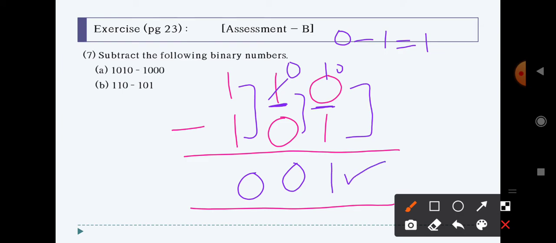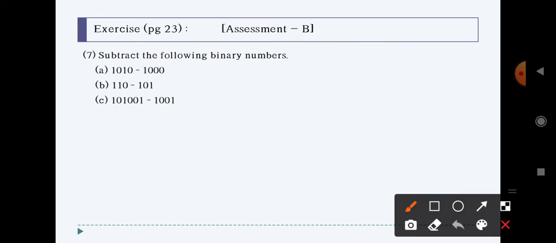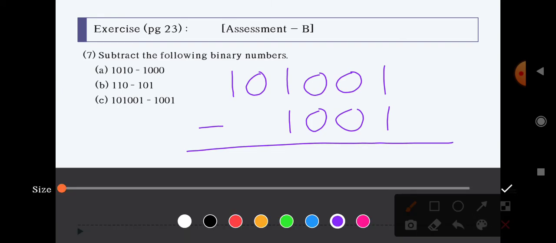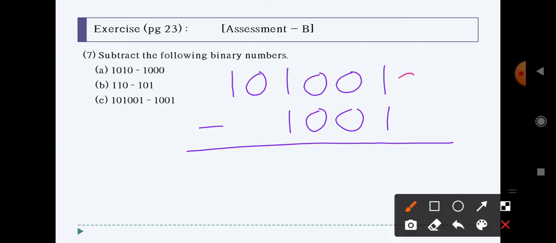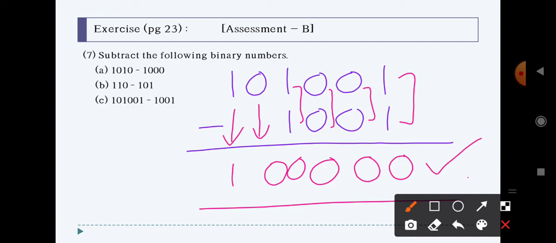Fine. Now see the C portion. The C portion is 101001, and we have to subtract 1001 from it. Again it is a simple one. You see how we are going to solve it. 1 minus 1 will be 0, 0 minus 0 will be 0, 0 minus 0 will be 0, over here again 0, then drag the 0 over here, drag this 1 over here. Now this is the solution for your C part. This is how you are going to solve it out.